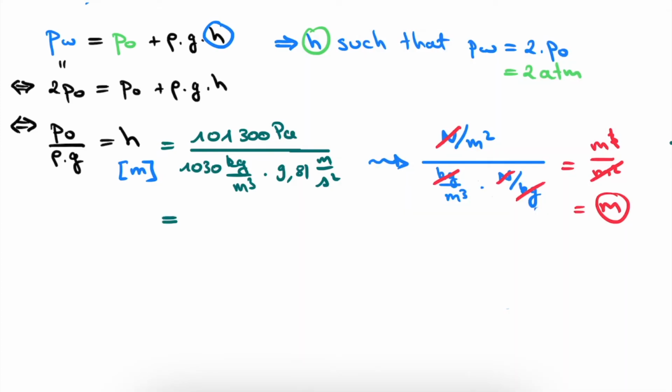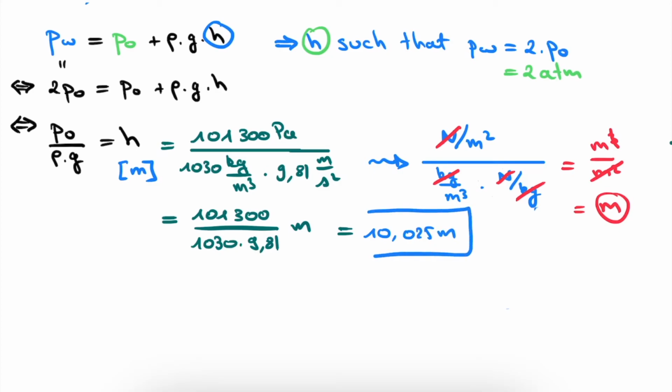And at this point, we can simply throw this into a calculator. So we have 101,300 divided by 1030 multiplied by 9.81, and we already know that our units are meter. This comes out to be 10.025 meters. And of course, we need to remind ourselves what we actually calculated here.